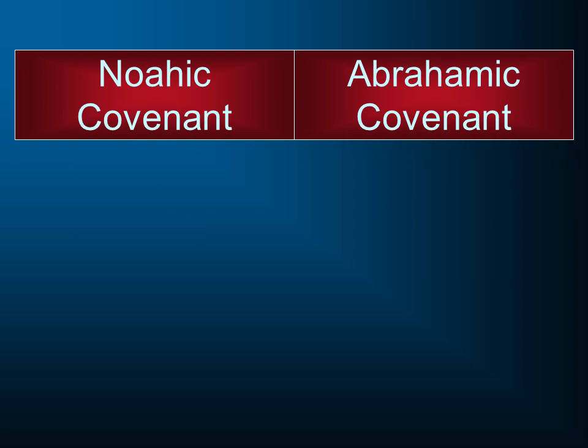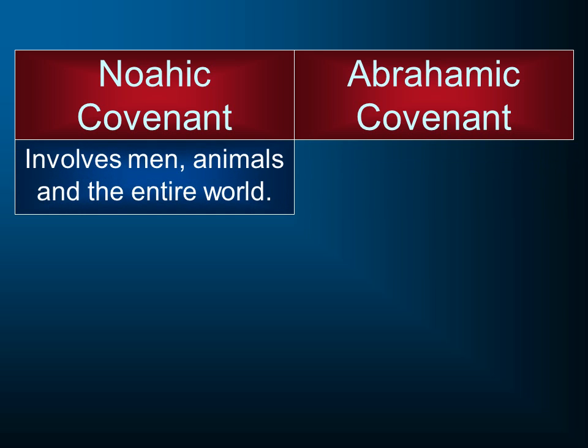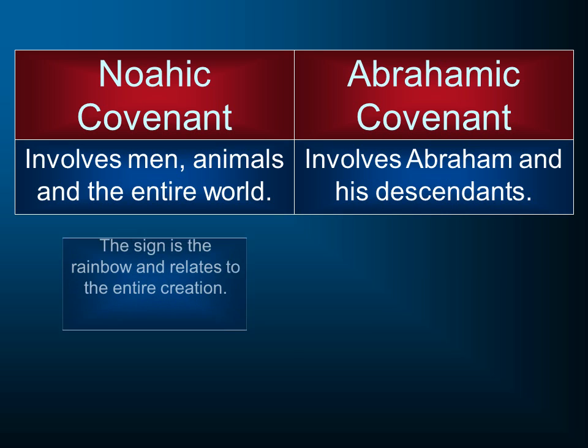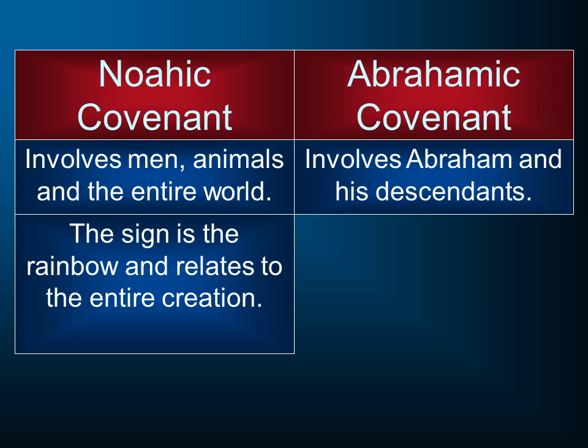Now, there has already been a Noahic covenant, a covenant that God had made with Noah back in Genesis chapter 9. That covenant involved men and animals and the entire world. It was God with the entire world, as opposed to this covenant where it involves Abraham and his descendants and those who were connected to Abraham. In the Noahic covenant, the sign of that covenant was a rainbow. It related to the entire creation. God put his bow, his weapon of war, in the clouds, and sort of hung it up over the mantle, as it were. That was the sign of the Noahic covenant.